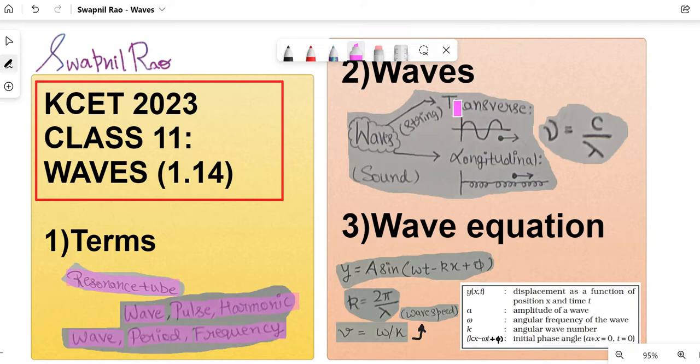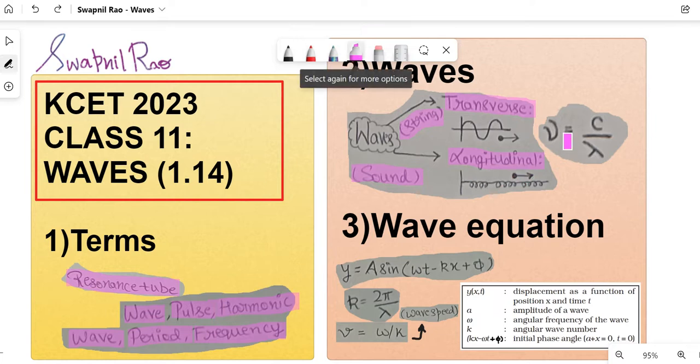So we know that there are two types of waves. One would be transverse, and the other one would be longitudinal. The difference is that in case of transverse, the particle moves perpendicular to the wave propagation. As you can see, if the particle is moving like this, the wave is moving like this. So it is perpendicular. That is transverse, and the example is more important. String is a transverse wave, and we got sound wave as a longitudinal wave. In case of longitudinal wave, the particle moves along the wave propagation direction. So if the wave is moving like this, the particle also moves along with it.